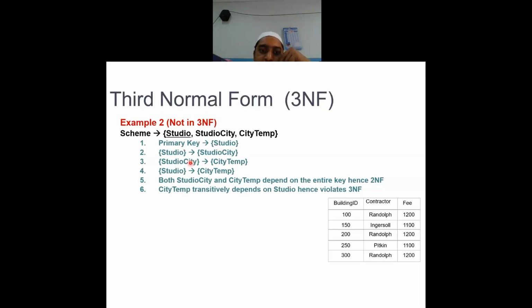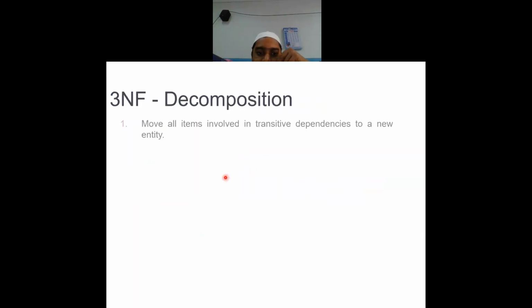So there is now a transitive relationship. A gives B, B gives C. Can we conclude that A gives C now? Yes. But if we conclude it, there is a transitive relationship coming into the picture. That means this particular schema is not in third normal form. We need to decompose it. How will we decompose? This city temperature was dependent only on studio city. We'll remove this city temperature from here, and we'll create a new table for it. Let's see the decomposition.